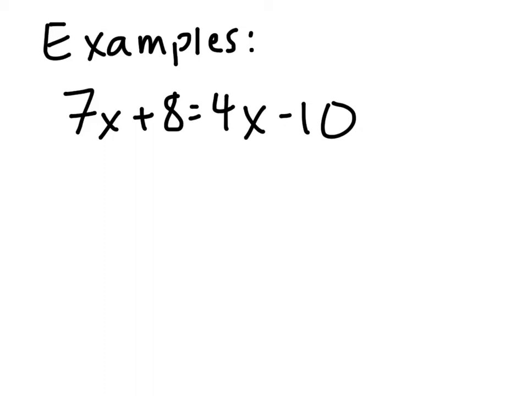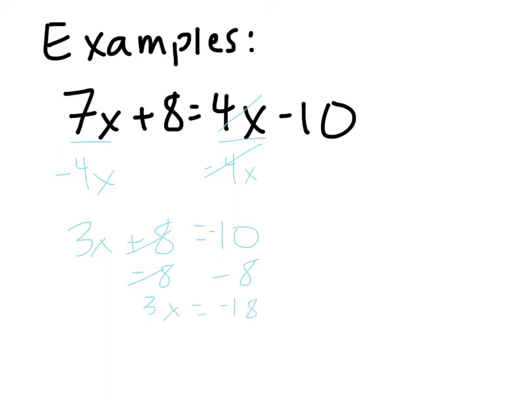7x plus 8 equals 4x minus 10. So I have a 7x here and a 4x here, so I need to move them to the same side. So they're both positive. I'm going to choose the smaller one. So to get rid of 4x, I subtract 4x on both sides. That gets rid of it here. And I have left 3x plus 8 equals negative 10. And then I'm going to subtract that 8 on both sides, which gets rid of the plus 8. 3x equals negative 18. Divide by 3. And x equals negative 6.